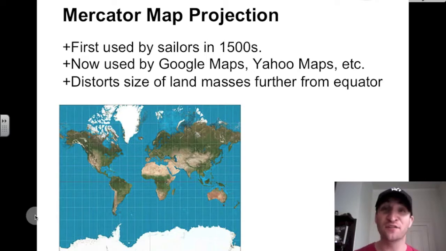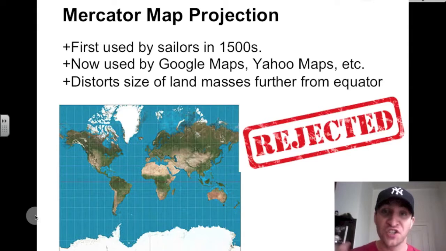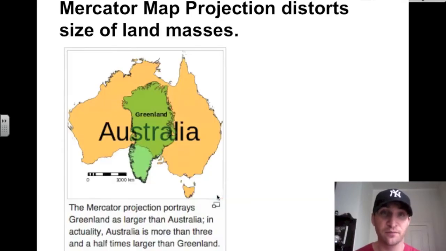It's because of these flaws that the Mercator Map Projection has been rejected by historians today. Let me explore this idea further. Northeast of North America is a country called Greenland. South of China is a country called Australia. The Mercator Map Projection distorts size of land masses. This is an example of that.